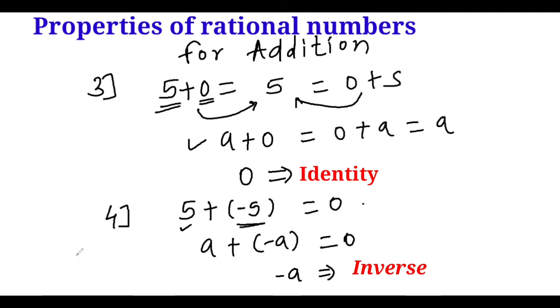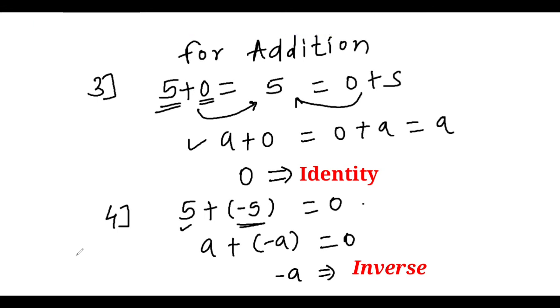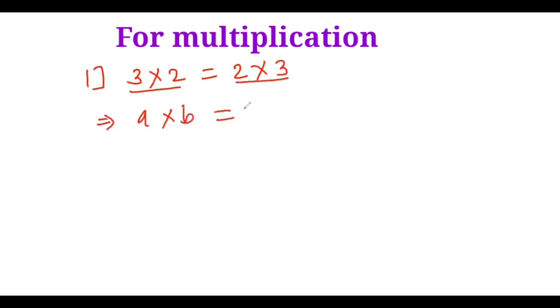That property applied for addition. Now we are going to learn for multiplication. So now the first property is like the same as for addition. Okay, I am taking two rational numbers. 3 into 2 it will become 6, or 2 into 3 it also becomes 6. Means what, इथे पण क्रम मॅटर करत नाही. ऑर्डर डझंट मॅटर. a into b is equal to b into a.